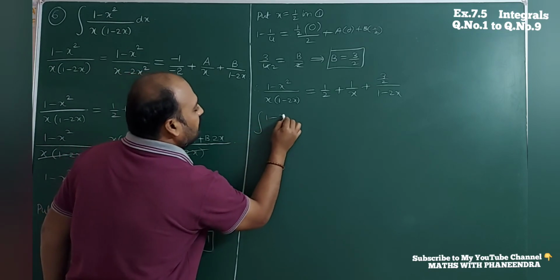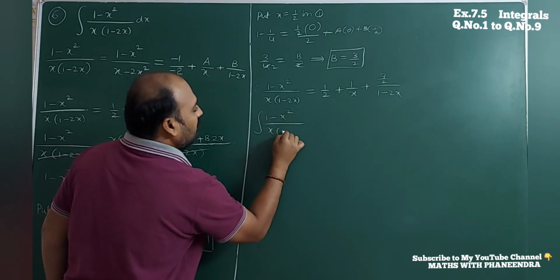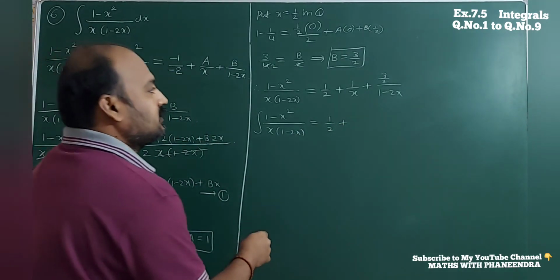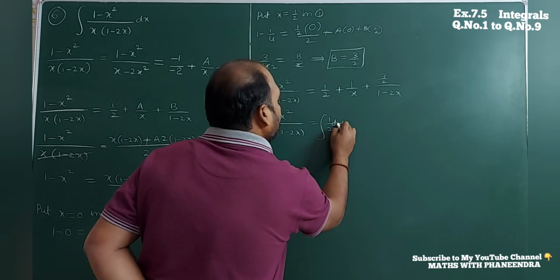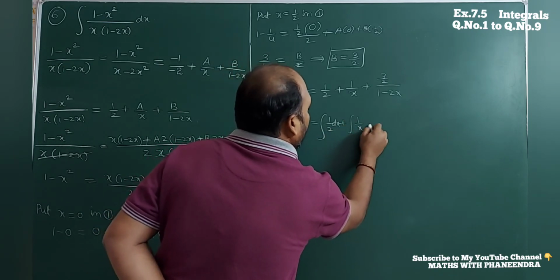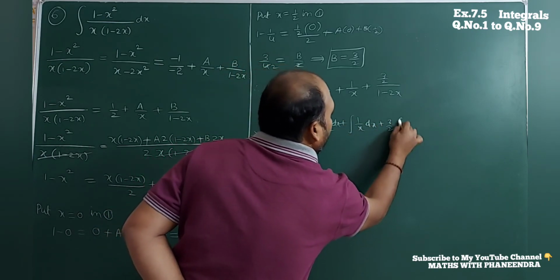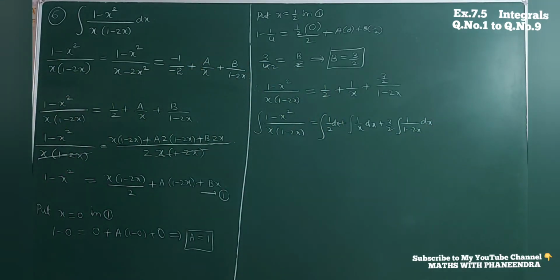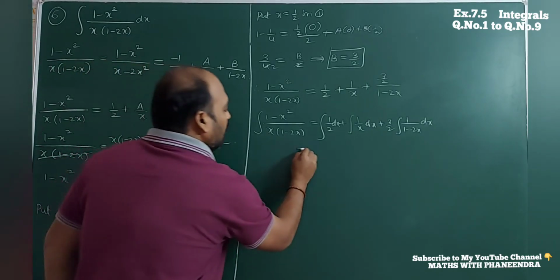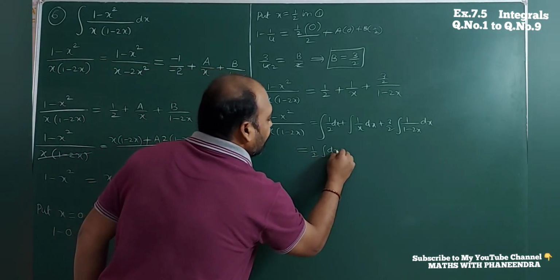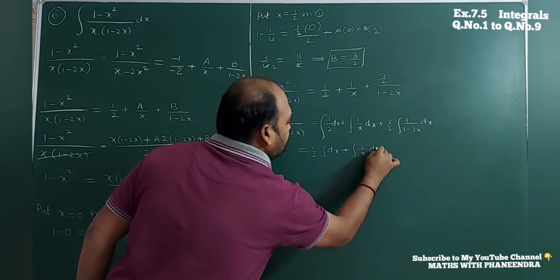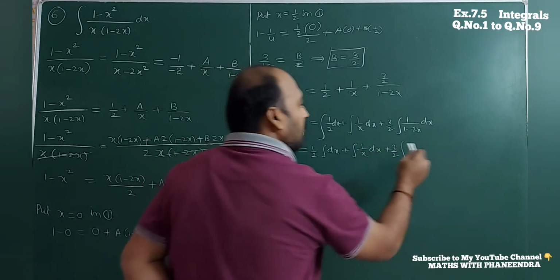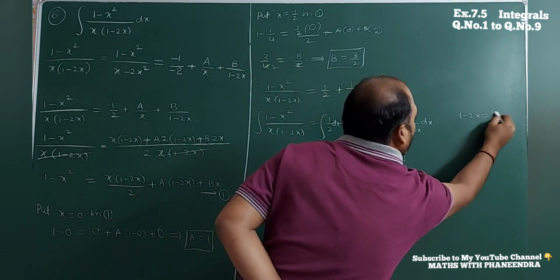So integral 1 minus x square by x into 1 minus 2x is equal to 1 by 2 plus 1 by 2 into dx. Here integral 1 by x into dx. Here 3 by 2 constant, integral 1 by 1 minus 2x into dx. 1 by 2 constant, integral dx. Integral 1 by x dx. Plus 3 by 2 into integral 1 by 1 minus 2x, 1 minus 2x is equal to t.